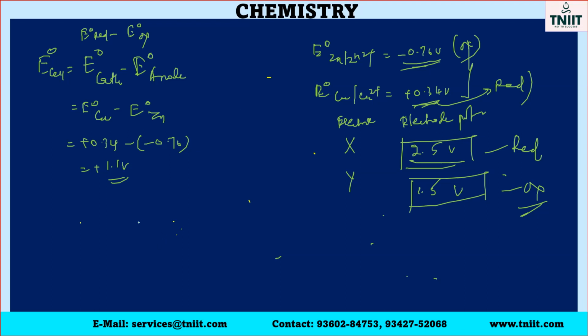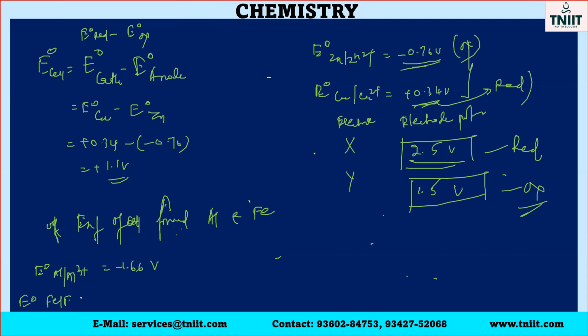a position to identify. For an example, calculate the EMF of a cell formed by a combination of aluminum and iron electrodes. They've given E naught of aluminum as minus 1.66 volt, and E naught of iron as minus 0.44 volt. Now both are in negative sign.